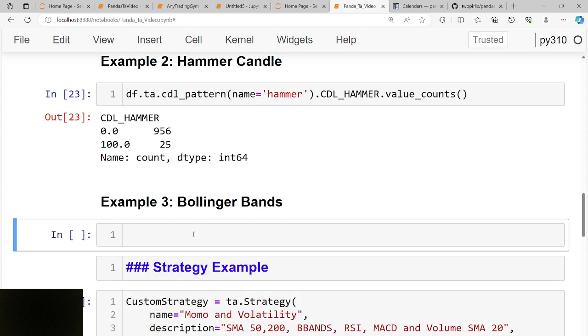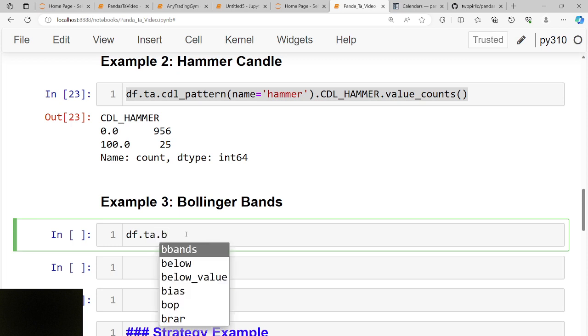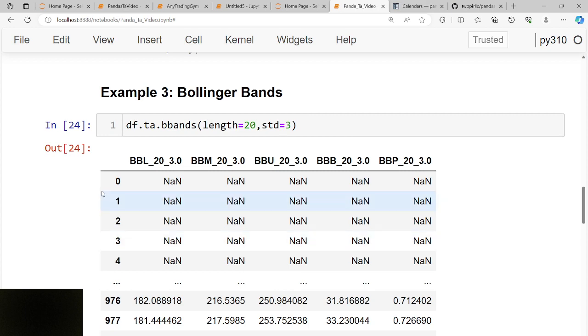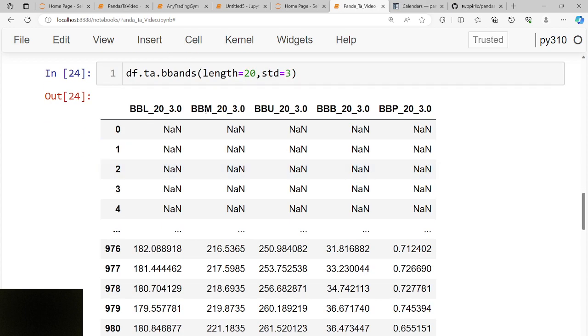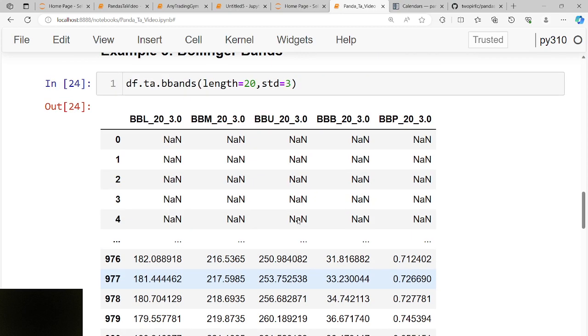And another example, some of the indicators return more than one value, like Bollinger Bands, for example. So you can have df.ta.bbands, and then you have the length. Let's say length equals 20, and std, let's make it three. So you get a Bollinger Band with a moving average of 20, and you'll have the lower band, this is 182. This is the middle band, 216. The upper band is 250. And here's just the ratio, how far you are towards either band. If you're above one, you're above the upper band, and if you're below zero, you're below the lower band. And yeah, those are, I guess, the most important columns.